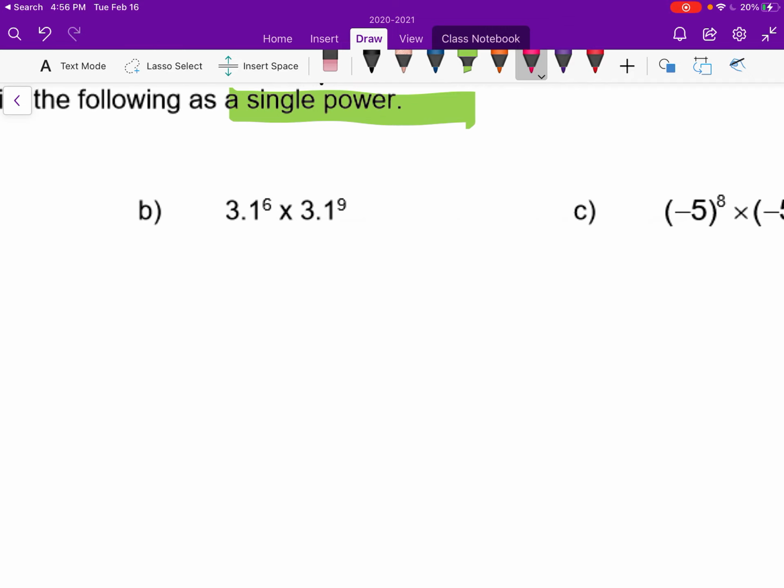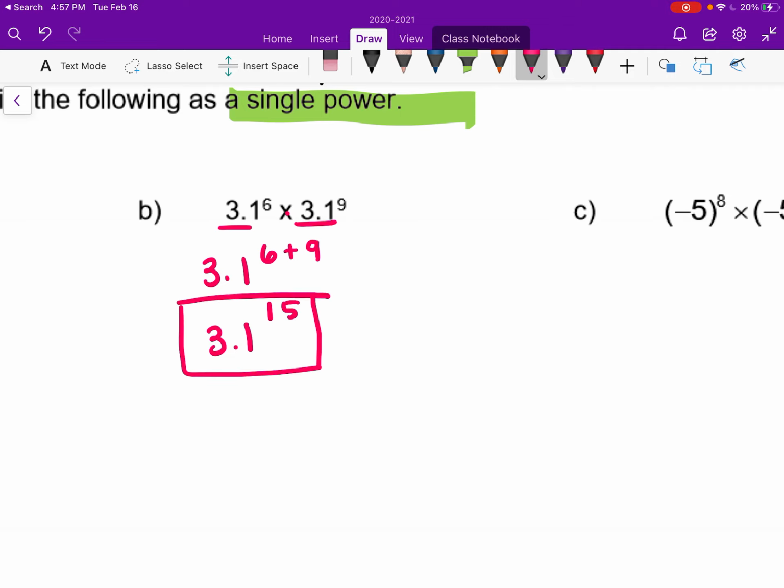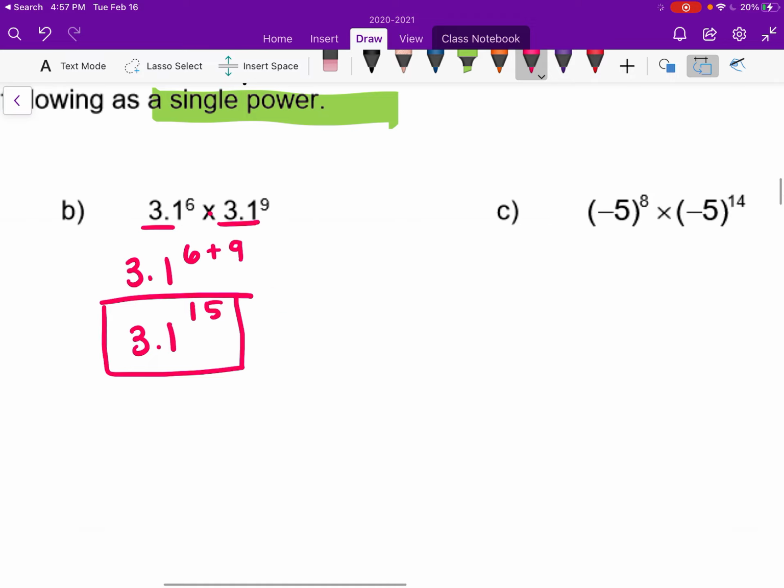Okay, same idea here. You have 3.1, same base. So we know they're multiplying, so we can add the exponents. We're going to do 6 plus 9, right? 6 plus 9 is going to give us 15. So we have 3.1 to the power of 15. And again, I'm not going to plug that into my calculator and solve it. I'm going to leave it as is.